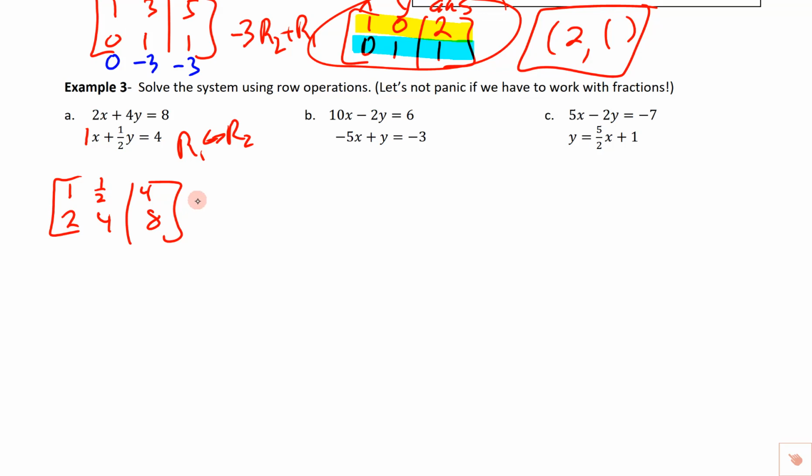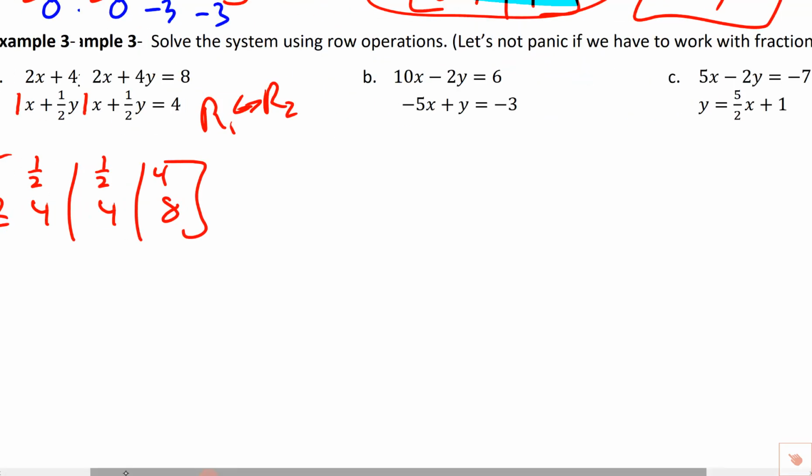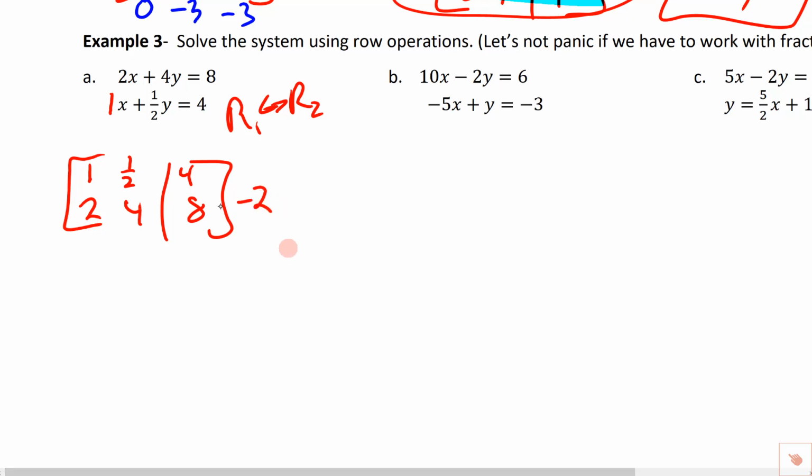Don't answer out loud. I'm going to call on somebody. I've got a 1 here. I need to use that 1 to turn that into a 0. So Samara, what do I add to 2 to make it a 0? -2. Very good. So we're going to do a -2 times the row with the 1 in it. So that's row 1, and we're going to add it to row 2.